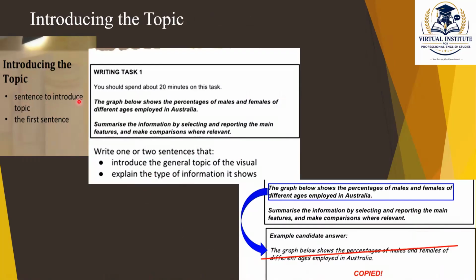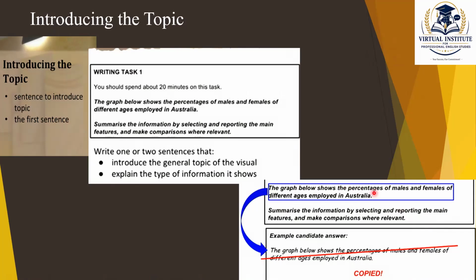Introducing the topic. How can you do it? The first thing that you should be doing in writing task one is that you should introduce the topic. Write one or two sentences to introduce what the chart or the graph or the diagram or whatever visual is given is about. This is the same statement I have copied here. What you need to do is introduce the general topic of the visual and then explain the type of information it shows.